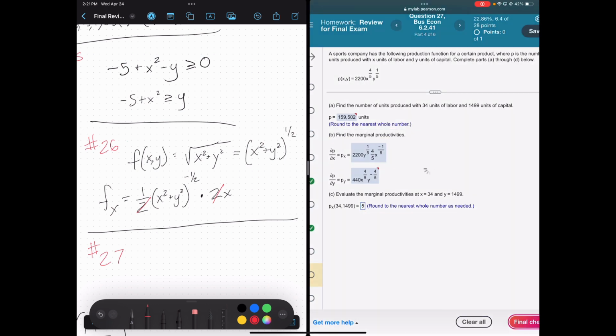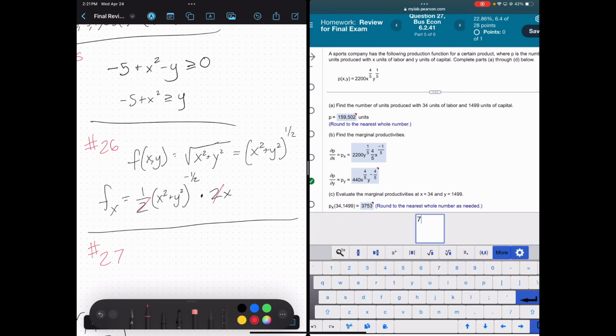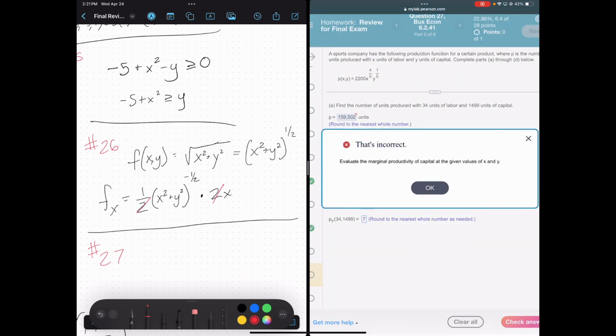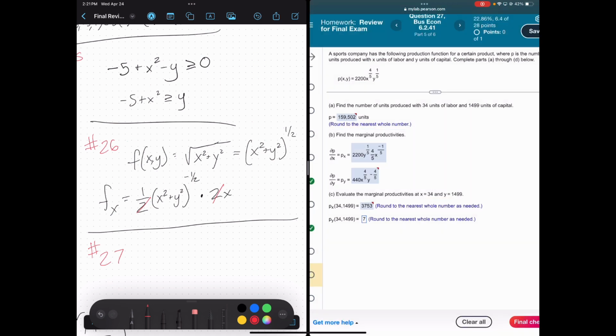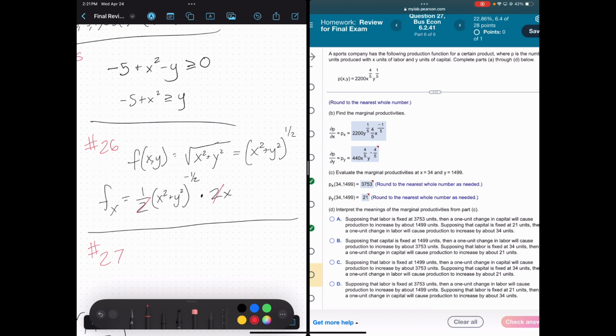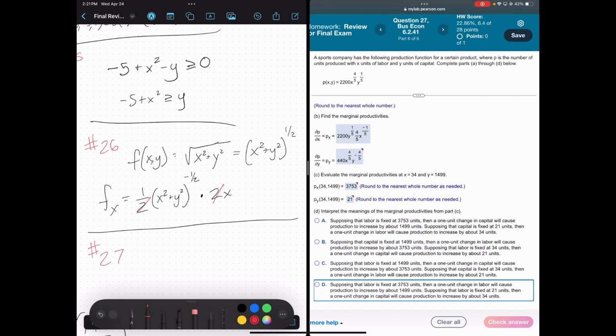Let's check our answer. I know 5's wrong. Oh well. I'll try 7 this time. But there's one more part to this. What do these marginal productivities actually mean? Okay.